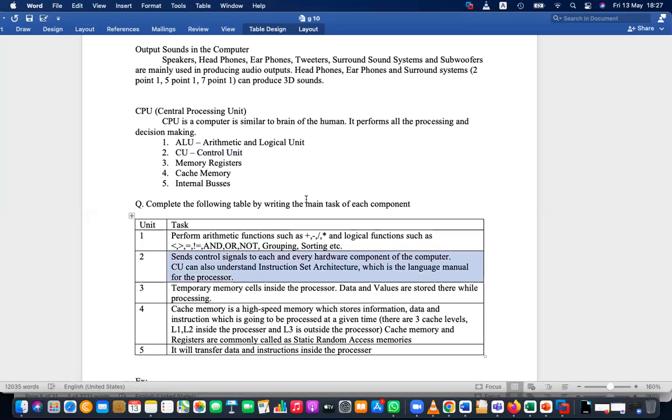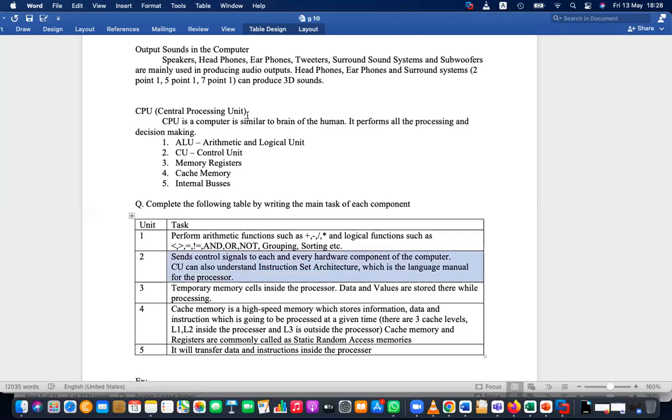And most important, it understands the CPU's language, that is called instruction set architecture, ISA. ISA is nothing but the language of the processor. So the CU understands that language very well. Whatever instruction is given to the processor will be fetched and understood by the CU. So it understands everything.